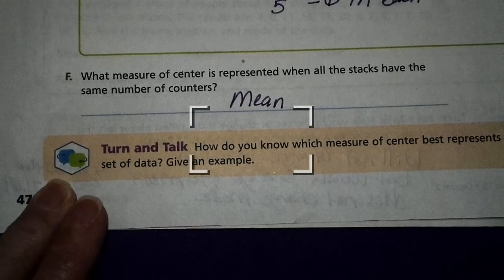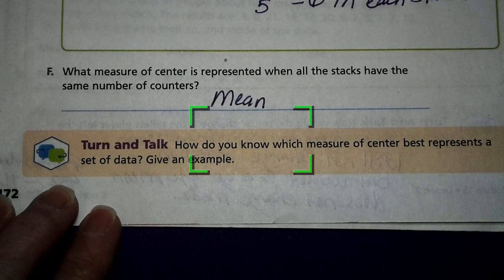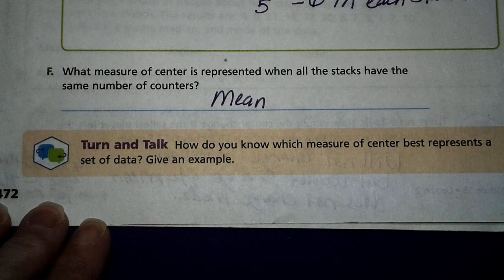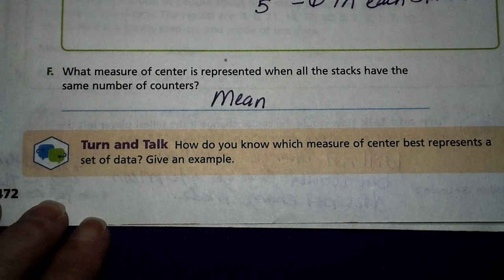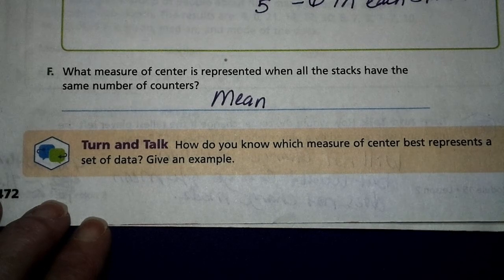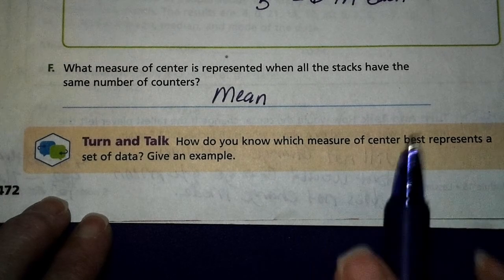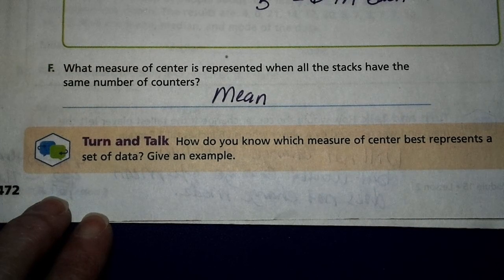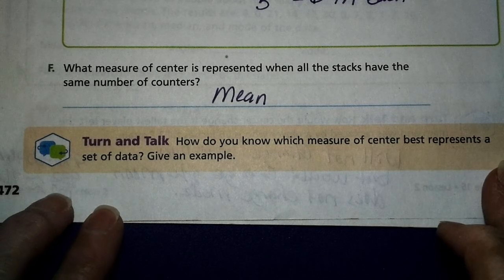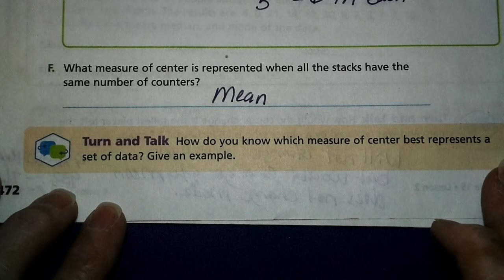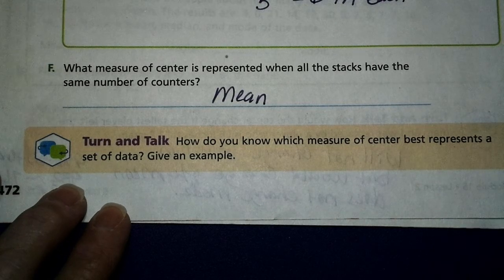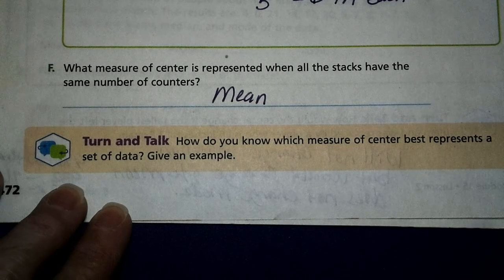All right, so it says, how do we know which measure of center best represents a set of data? Give an example. Well, it kind of depends on a couple things. So we haven't talked about outliers, but outliers affect which one is the better, but we don't have any outliers here. So usually when we talk about normal distribution, which is what all this is, usually it is the mean, because that gives us that whole even piece out.